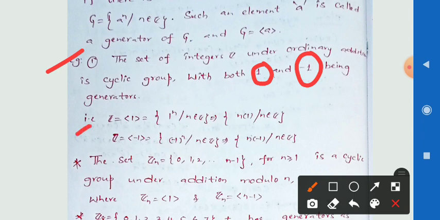Here I am taking Z is equal to generator 1, that is equal to the set of all 1 power n such that n belongs to Z. Here I am taking addition, so I have to multiply n into 1, not take 1 power n. In multiplication I have to do 1 power n. In addition I have to do n into 1. Since here addition is given, I am taking n into 1.